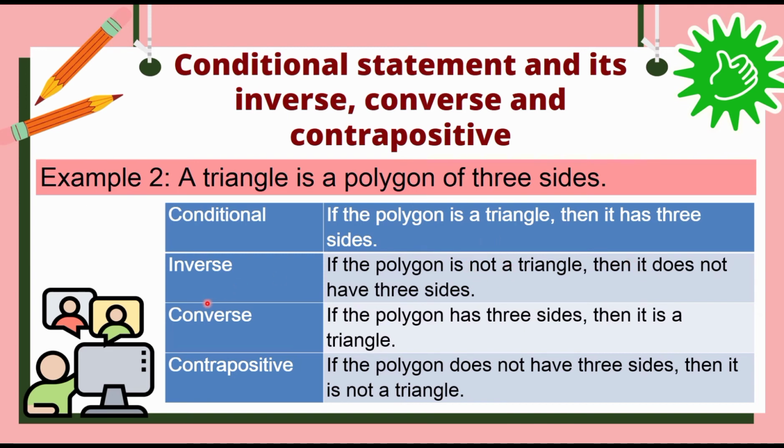The third one is the converse. Switch the hypothesis and the conclusion of the conditional. It can be written as: if the polygon has 3 sides, then it is a triangle. And the last one is the contrapositive. We need to negate the hypothesis and the conclusion of the converse. So it should be written as: if the polygon does not have 3 sides, then it is not a triangle. So that will be our conditional statement and its inverse, converse, and contrapositive for example number 2.